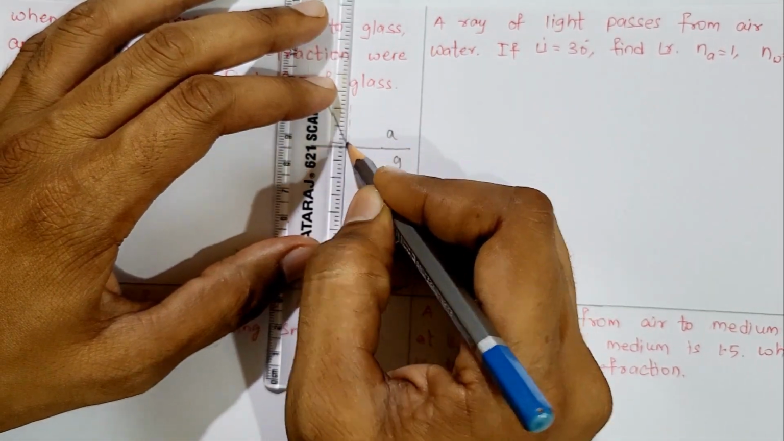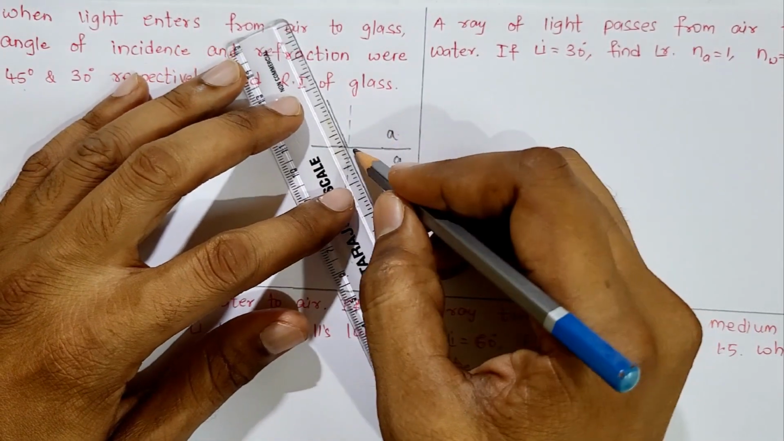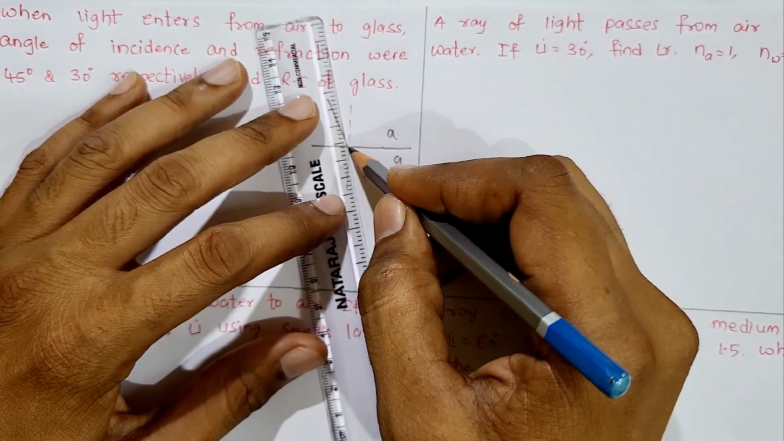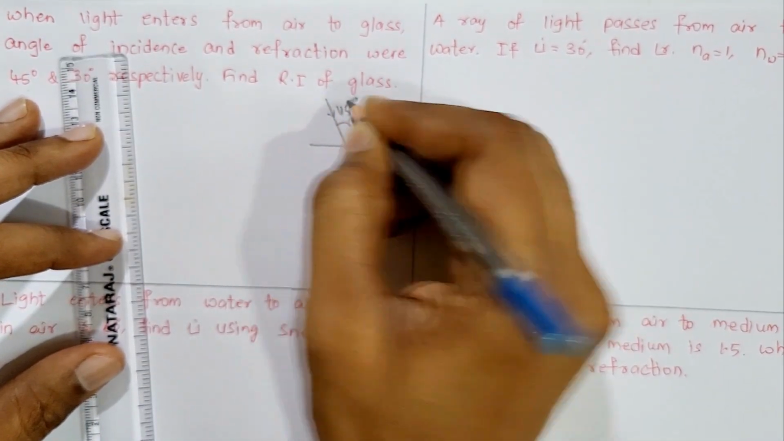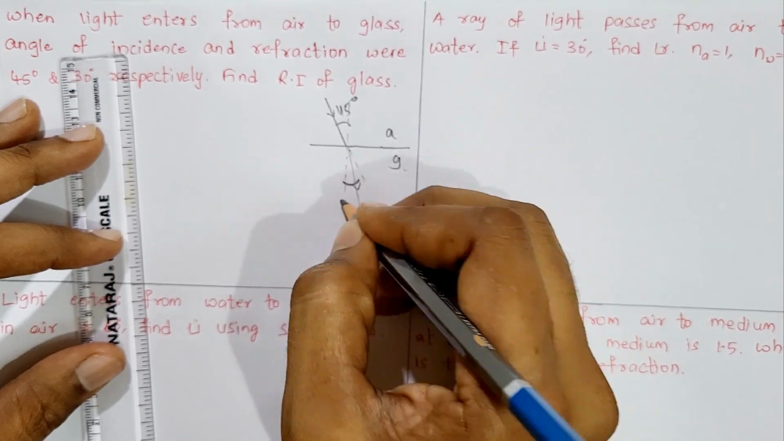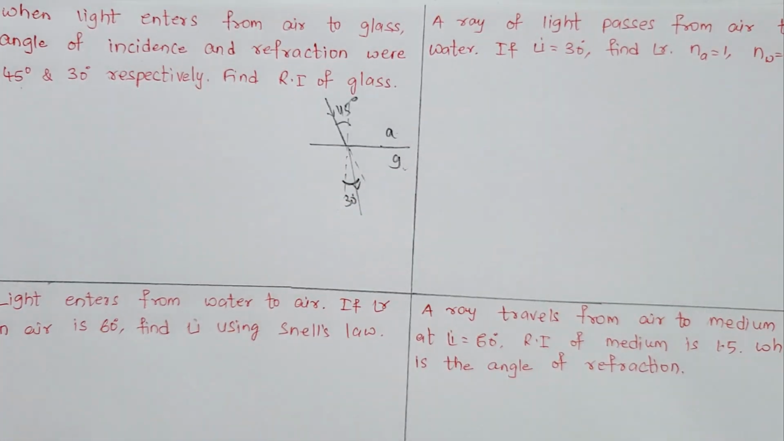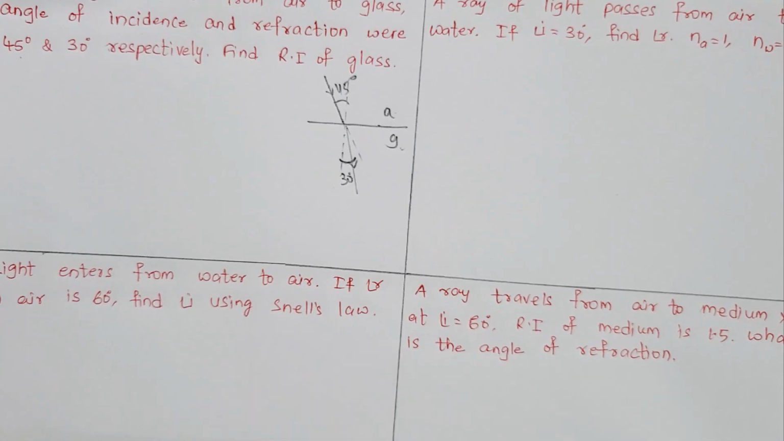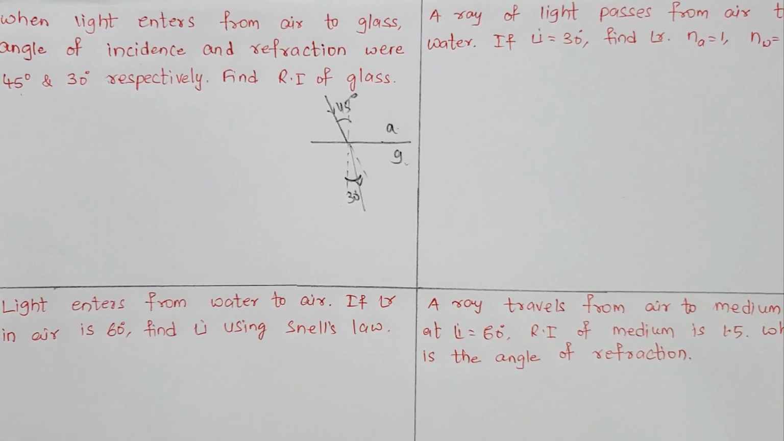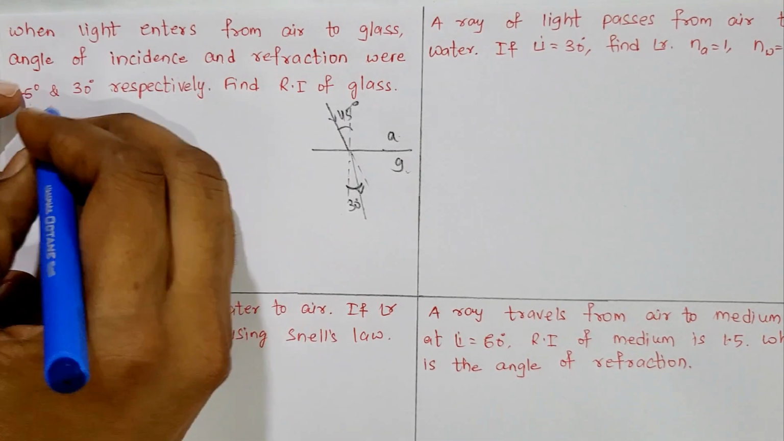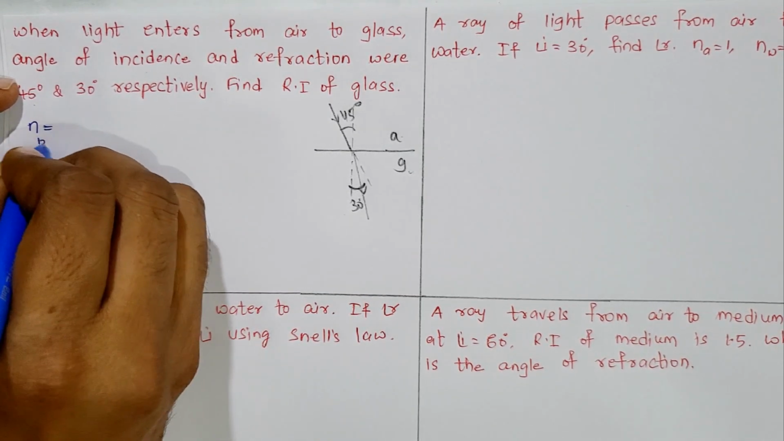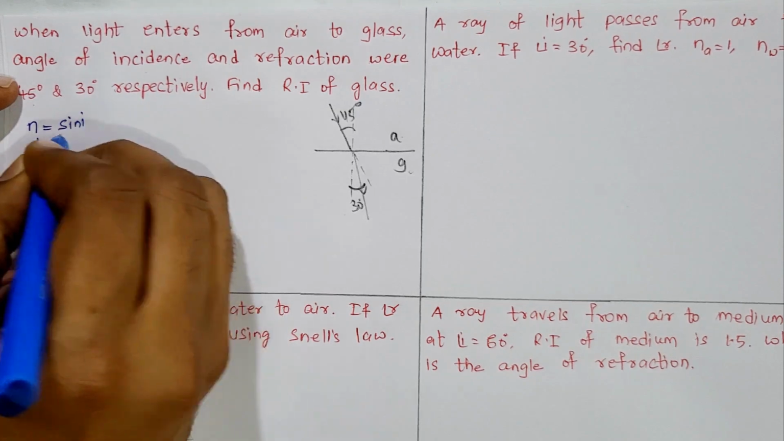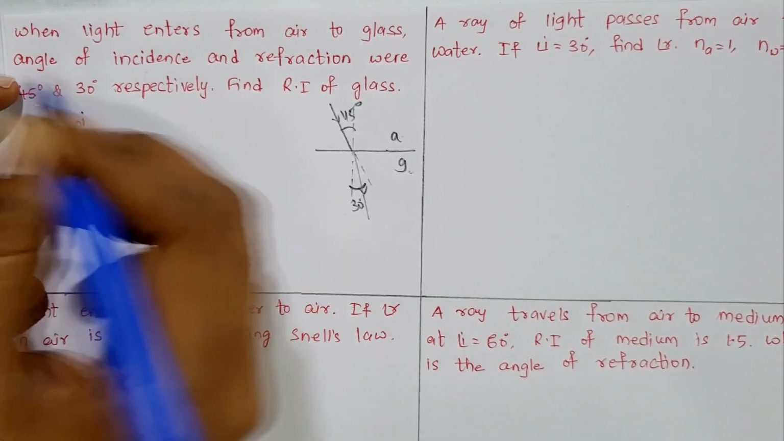Okay? See, the values also reduced. Correct? So like this the light is going. This angle is 45 degrees and this angle is 30 degrees. What do we have to find now? Remember the formula. What is that formula? Say it now. N12, the refractive index, will be equal to sin i divided by sin r. Sir, I don't remember this formula, sir. No problem.